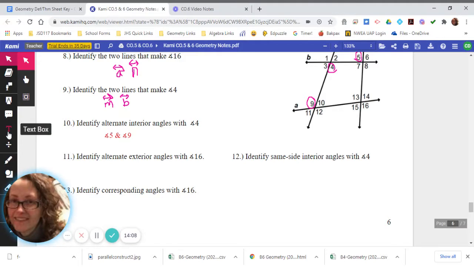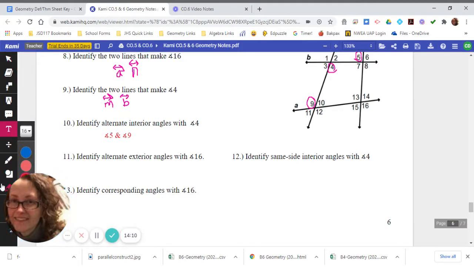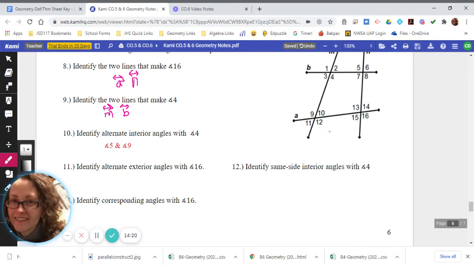So question number 11. All right, let's erase my previous markings. Question number 11 asked me about alternate exterior angles with 16. So I'm going to mark that one. And I want alternate exterior this time.